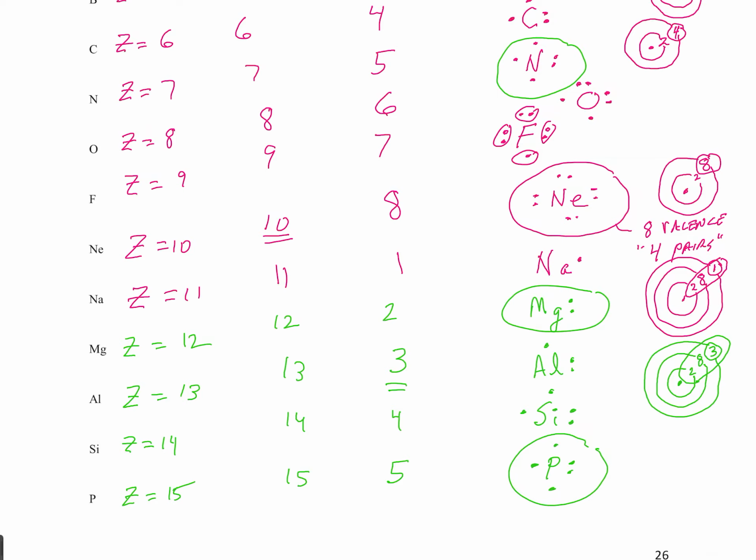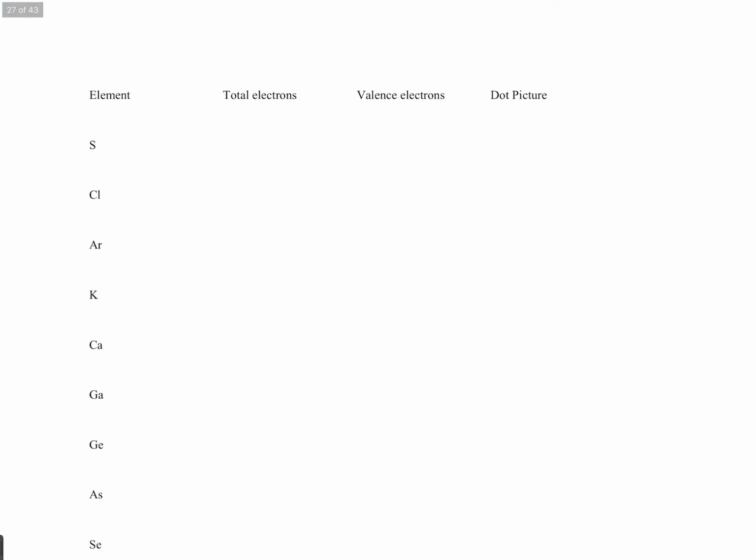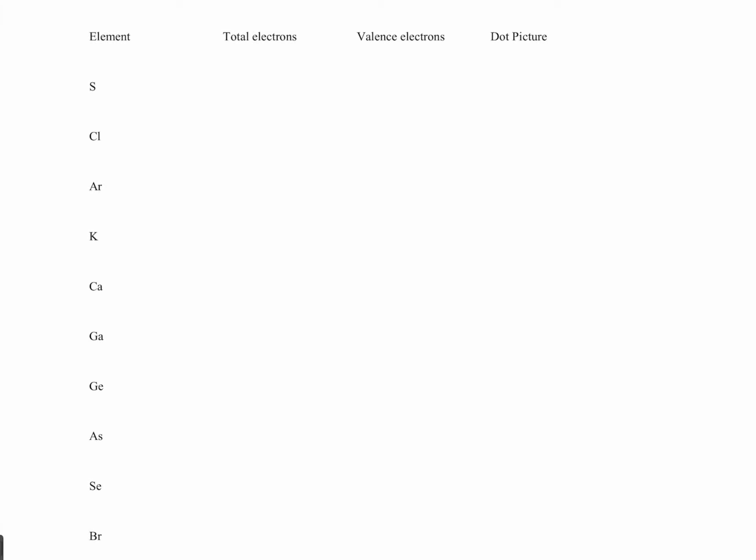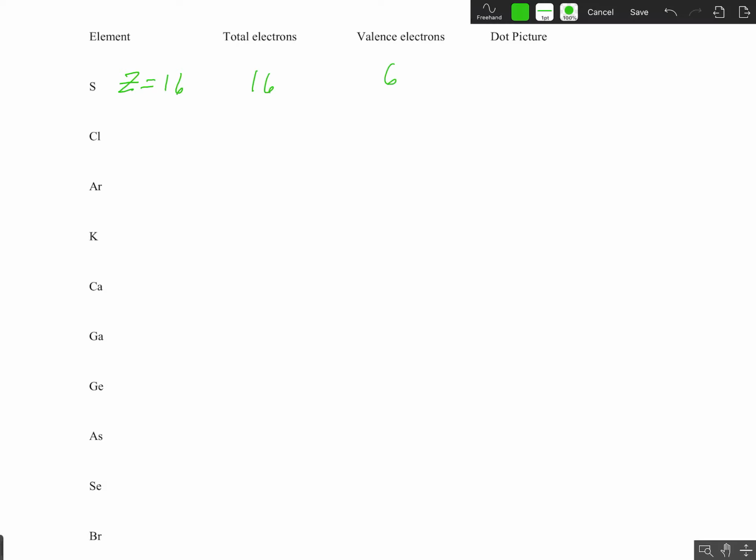All right, well, let's go to the next page and let's do a few more elements, shall we? Let's move on to sulfur. So sulfur, kiddos, is atomic number 16. It also happens to be in group 16, so it has 6 valence electrons. So its dot picture would be a pair, and then we'll go 3, 4, 5, 6. So it looks like there are 2 pairs of valence electrons and 2 unpaired electrons for sulfur.